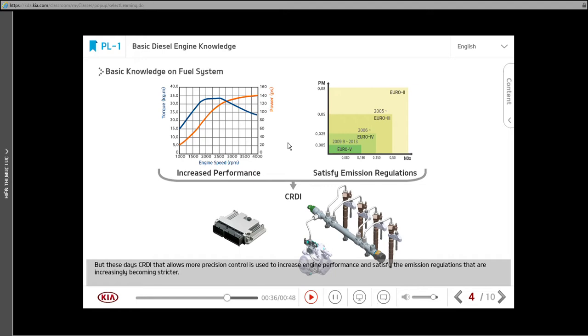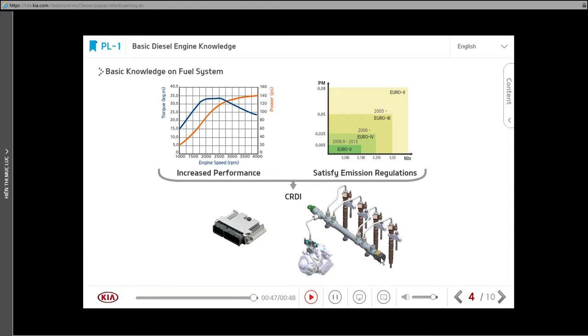But these days, CRDI that allows more precision control is used to increase engine performance and satisfy the emission regulations that are increasingly becoming stricter.